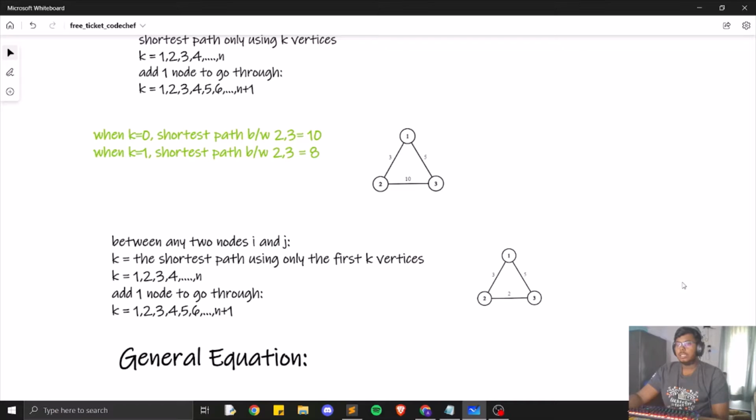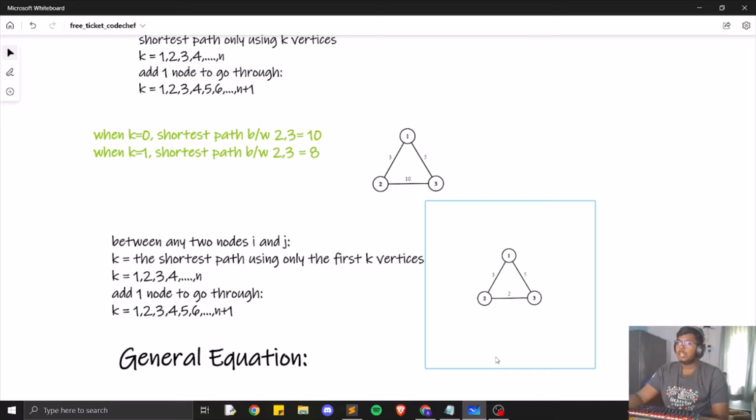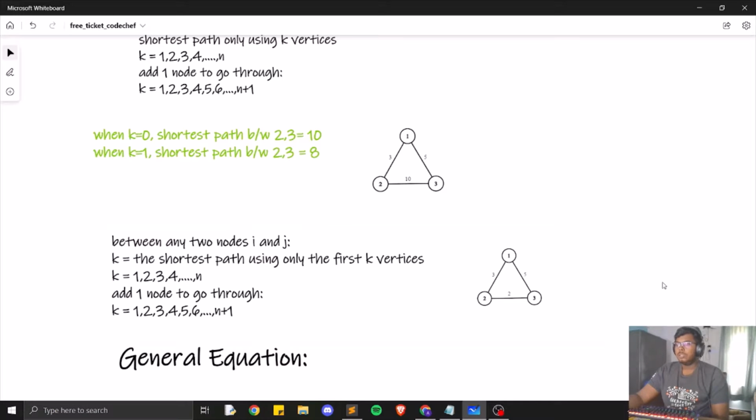Now let us see another example. Now the distance from 2 to 3 is 2. When k equals 0, and when k equals 1, the shortest path will actually also be 2 to 3, that is 2. Because when we move from 2 to 1, the distance is 3, and then from 1 to 3 the distance is 5, and the total distance would be 8, which is more than the direct flight between them.